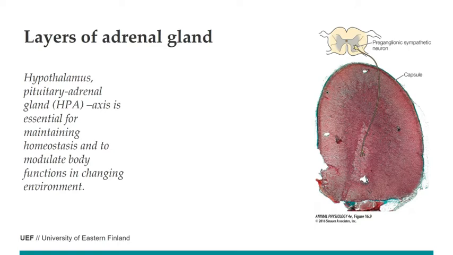And if you look at the microscope picture of the adrenal gland, you can see that in the center it's pale. Around it there is a red area. Around it it's again pale. So there are different layers. And because there are different layers, it means that there are different kinds of cells. And the different kinds of cells are releasing different kinds of hormones.